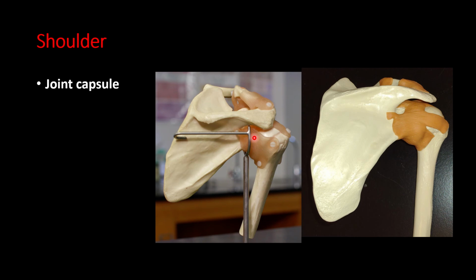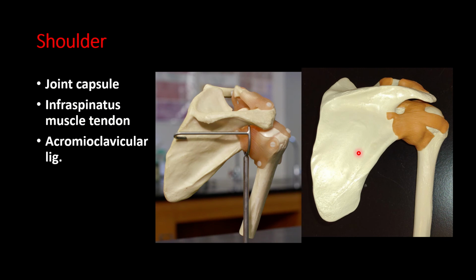So joint capsule, again, same thing. You don't have the glenohumeral ligament in this view, you do not. Infraspinatus muscle tendon. So infraspinatus muscle attaches here. Acromioclavicular. So from acromion it goes to the clavicle. So this is acromion, it goes to the clavicle. It's hard to see it in this view.